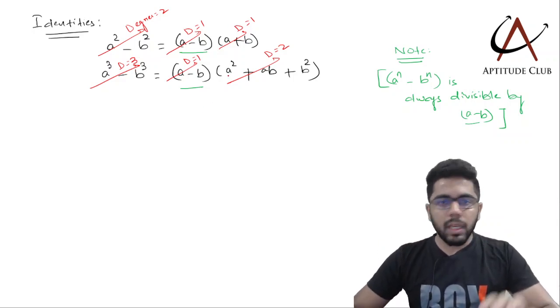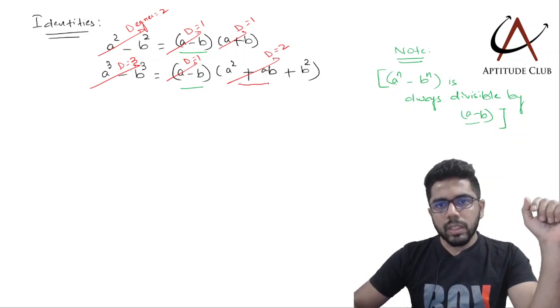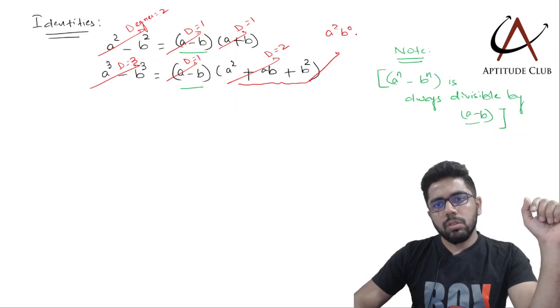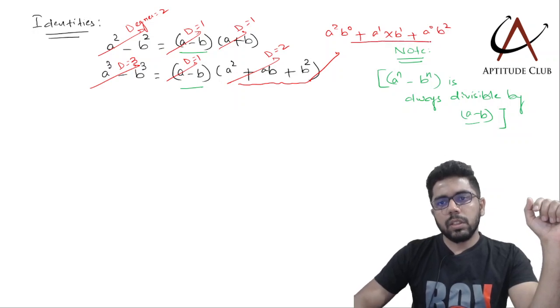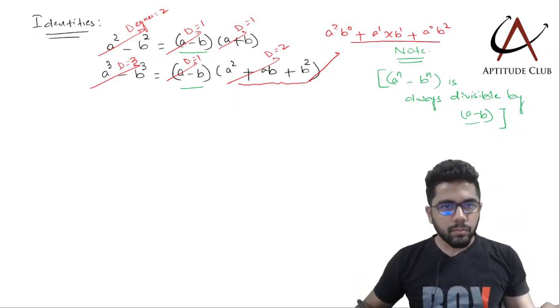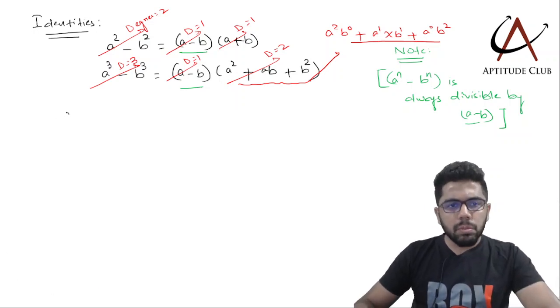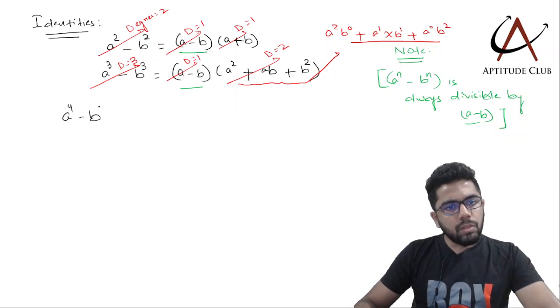Like in the first term, a has got 2 and b has got 0. The second term you can rewrite as a square b to the power 0, plus a to the power 1 into b to the power 1, plus a to the power 0 into b square. So it is like 2 getting distributed between a and b. I can extend this logic and keep writing the expansion without remembering anything. You don't have to mug up anything.